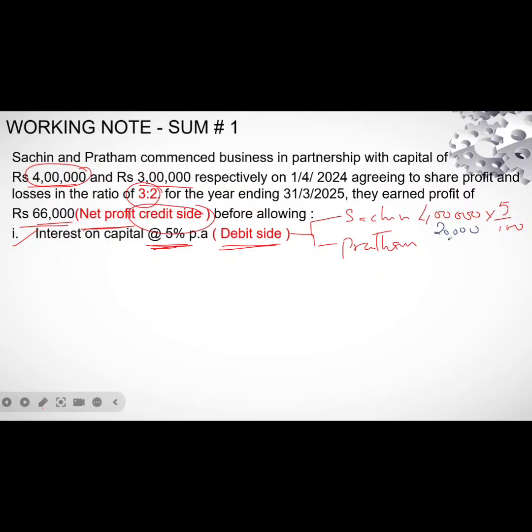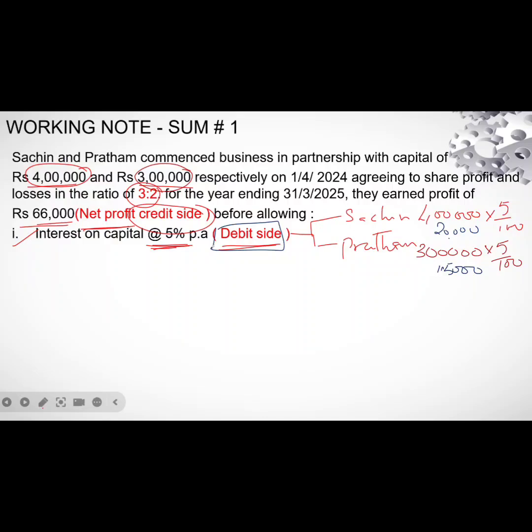Okay, so now moving on to Pratham. Pratham's interest on capital will be, his capital is 3 lakhs into the rate 5/100, which will be same for both the partners. So therefore the interest on capital, when you calculate, it comes to 15,000. So this is the interest on capital. We have to transfer it to the Profit and Loss Appropriation account on the debit side, as it is to be paid by the firm to the partners.